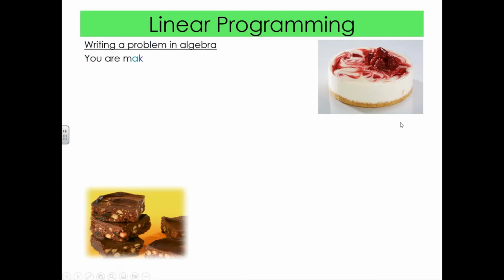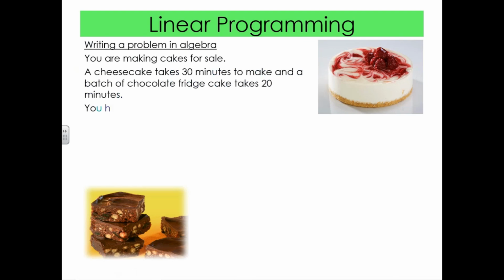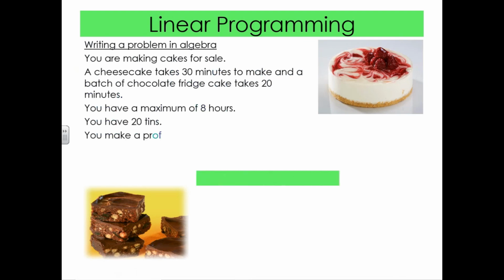So let's look at an example. They all tend to be about food. This first one is about making cake for a sale. You've got it in your pack with a nice picture of this cake. So here's the information that we've got.